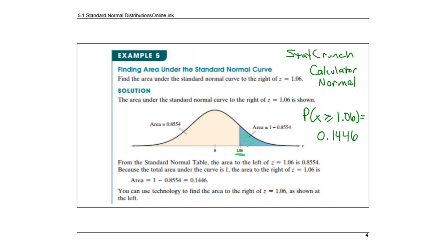So if we were using the table, we would have to first find the area to the left and then subtract from 1, but we do not have to do that with StatCrunch. With StatCrunch, we're just going to change our inequality to greater than so that we get all of the area that's greater than 1.06.